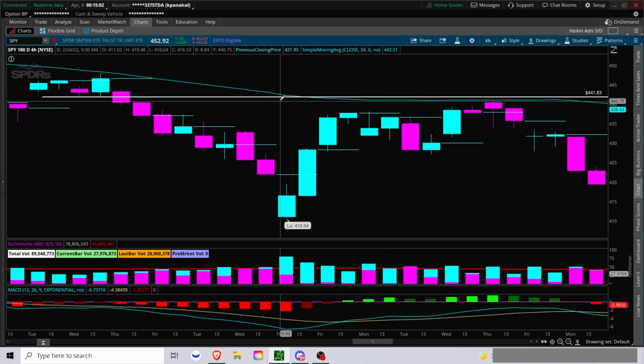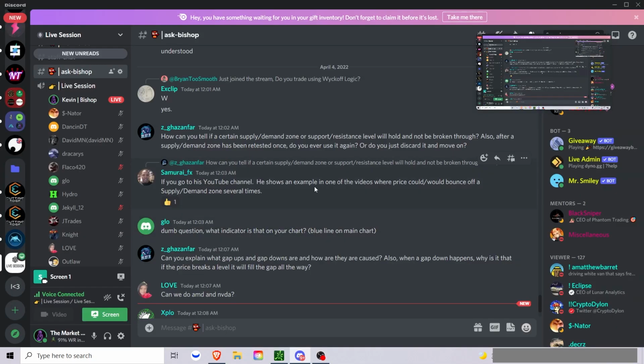But yeah. Gap downs are basically the opposite, where it gaps from a certain price down to a lower price in the pre-market.